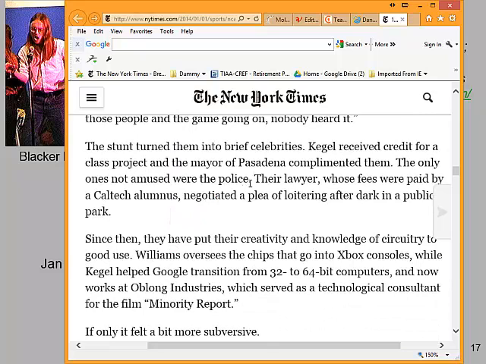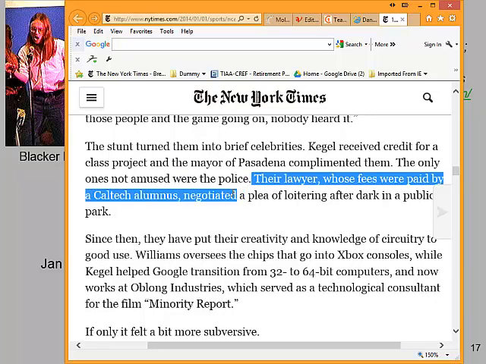The only ones not amused were the police, their lawyer, whose fees were paid by a Caltech alumnus. Notice that the name of the Caltech alumnus is not in the New York Times. It is not so carefully hidden. It is not me. However, you have seen his picture in this course, and I won't say any more than that.